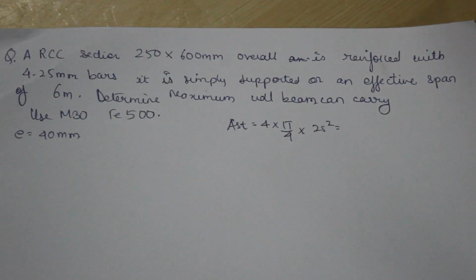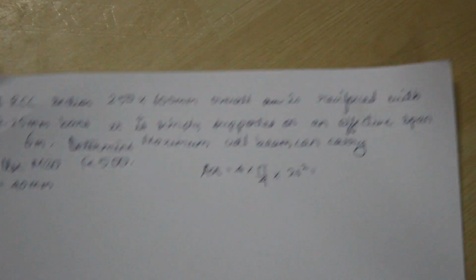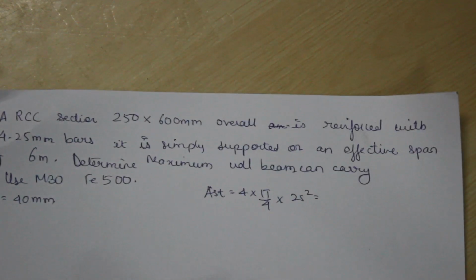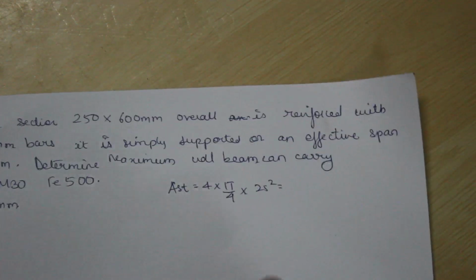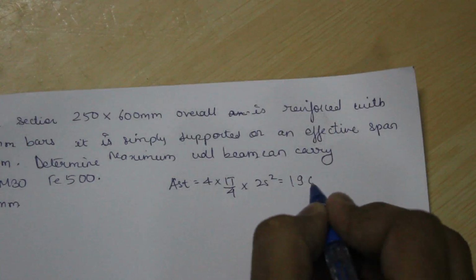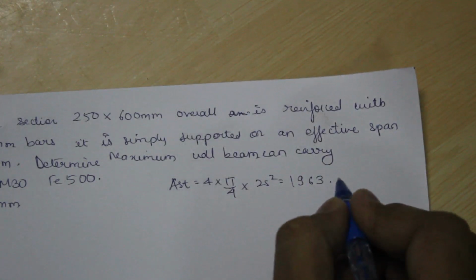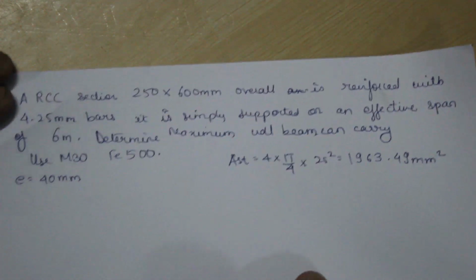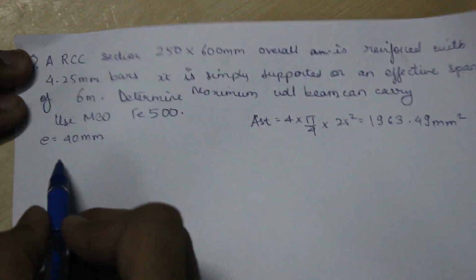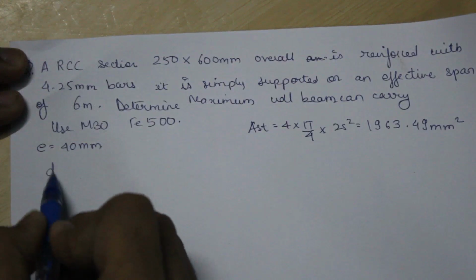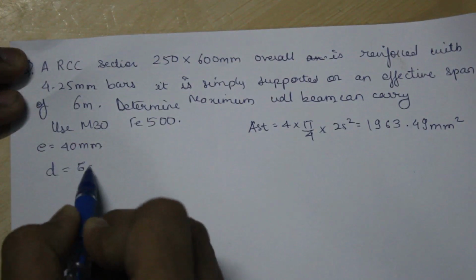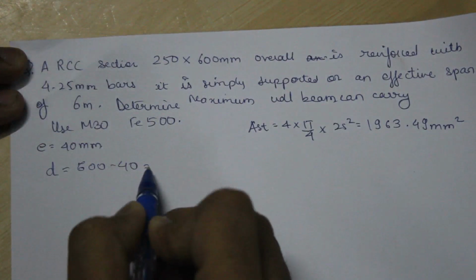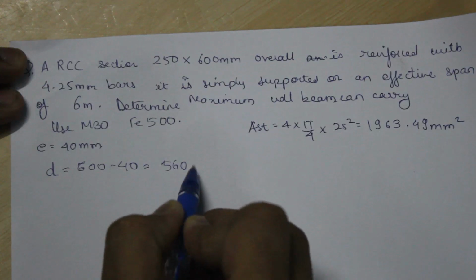First of all, we will find out the area of steel. That was 4 bars of 25 mm, so that will be 1963.49 mm square. We need the effective depth of the beam. The effective cover is given as 40 mm, so the effective depth would be 600 minus 40, that would be 560 mm.